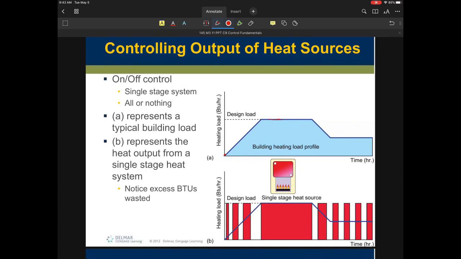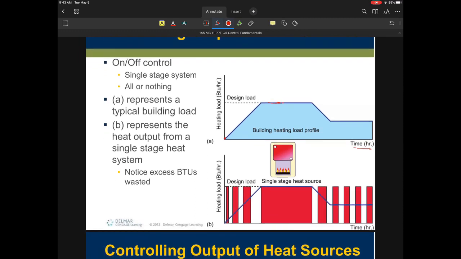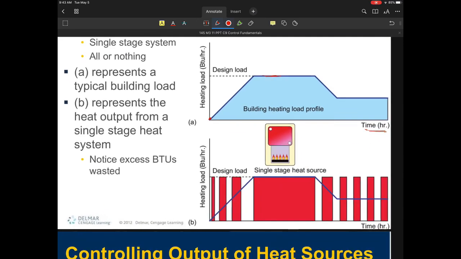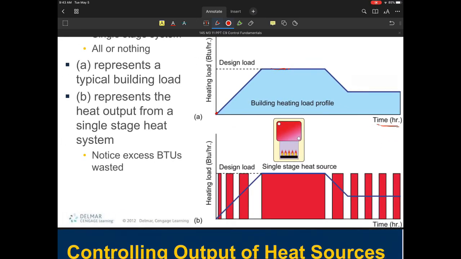The first one represents a typical building load. There are certain times where we will have 0% or zero load, and there will be times where we'll have max load, maybe the maximum amount of design load. The bottom line represents a certain amount of time. Item B represents the heat output using a single stage boiler. I have a little picture of a boiler right above there.